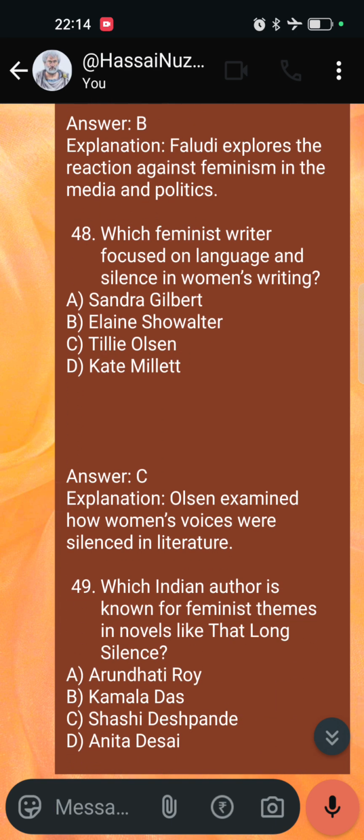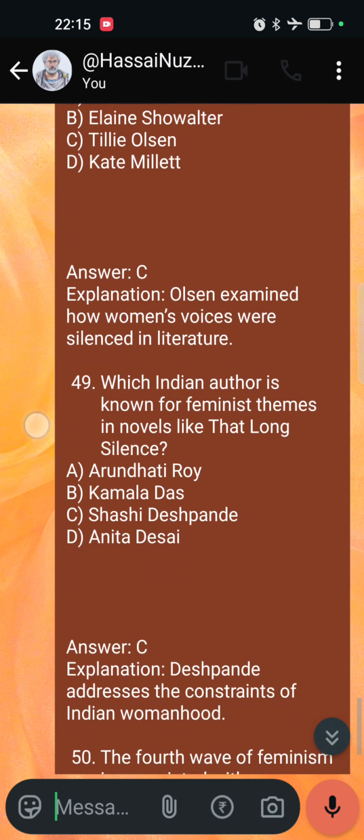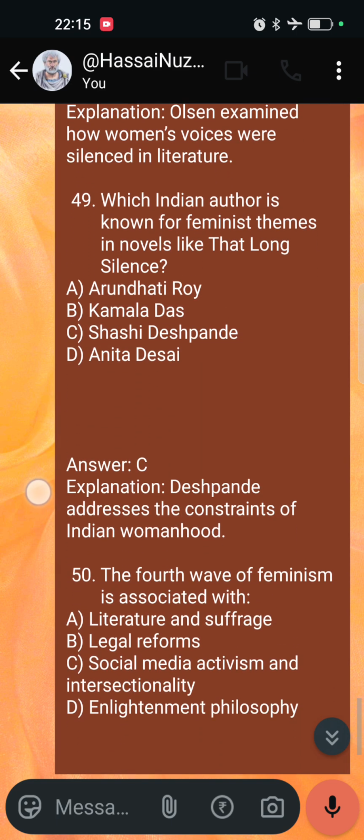49th. Which Indian author is known for feminist themes in novels like That Long Silence? Answer C. Shashi Deshpande. Deshpande addresses the constraints of Indian womanhood.